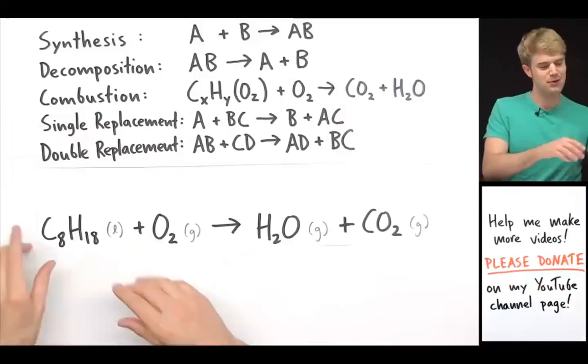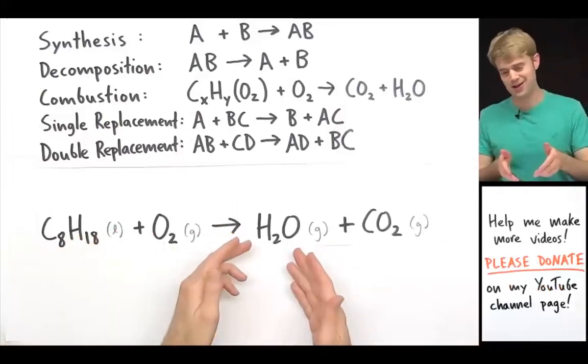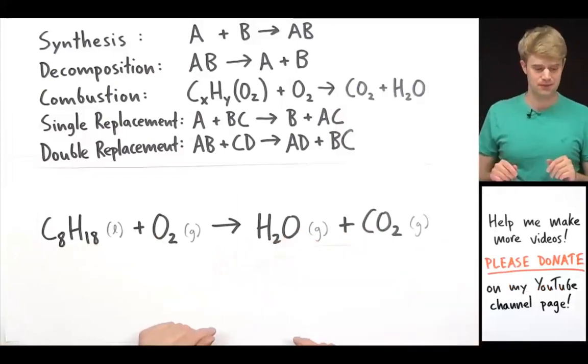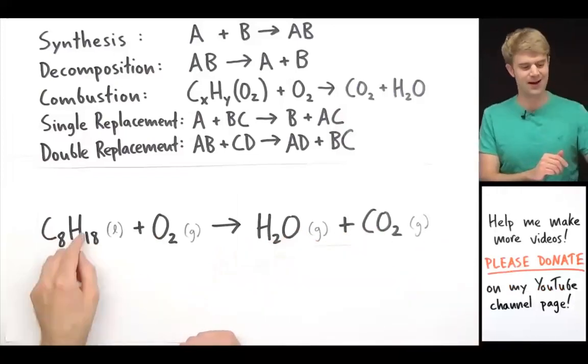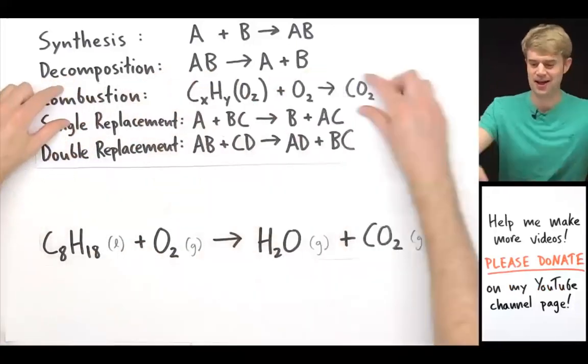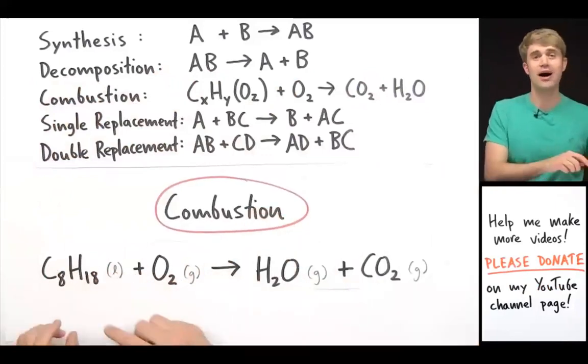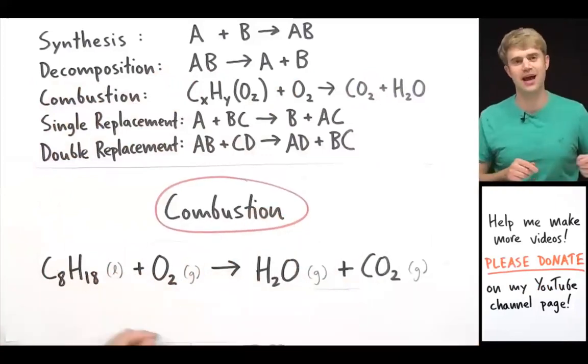C8H18, which is the chemical formula for octane, and oxygen gives us water, H2O, and CO2. So whenever we have something with carbon and hydrogen and we add oxygen to it, and we get water and carbon dioxide, that is a combustion reaction. So this shows us the combustion of octane, which is one of the components of gasoline.